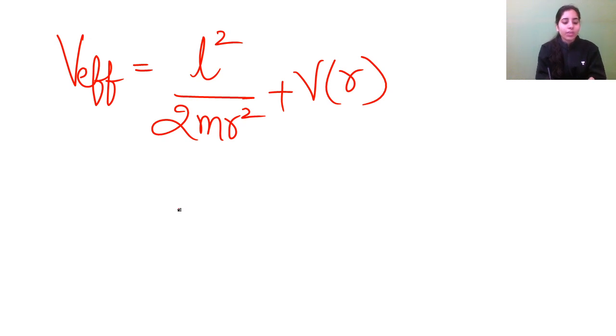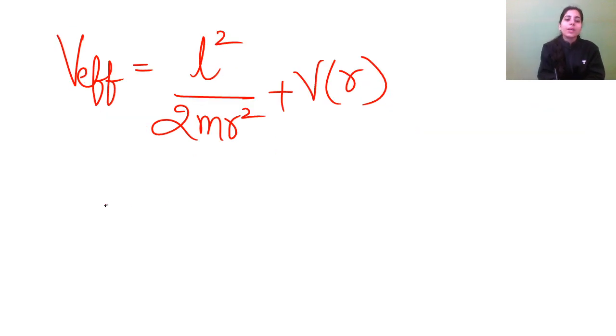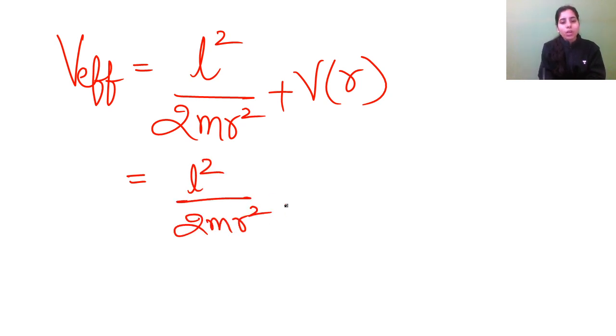In general, with this effective potential, the changes I have to make are that in place of L I have to write L1, L2, and in place of R I have to write R1 and R2. But the potential which has been given to us, that is the central potential, is the same for both. So the potential expression will remain the same, but in place of L and R I have to make the corresponding changes for the first and the second. Let me write this potential term here, that is half k r square.